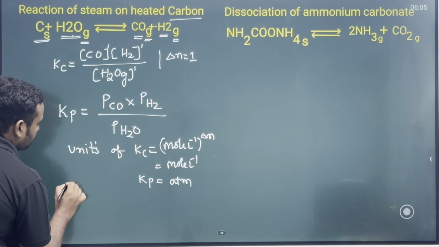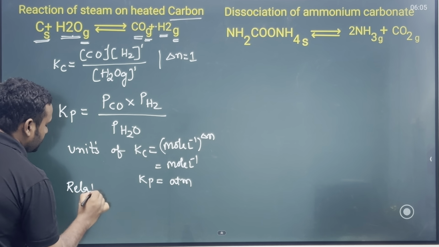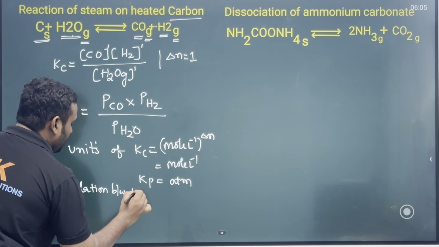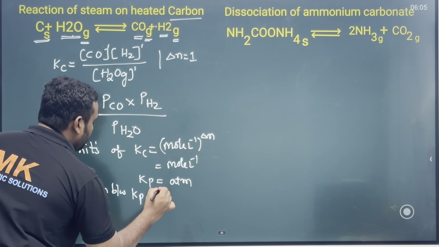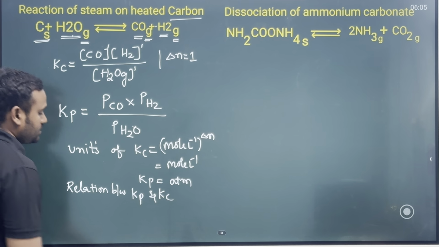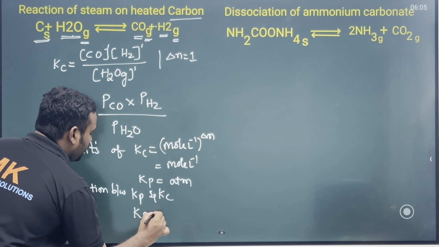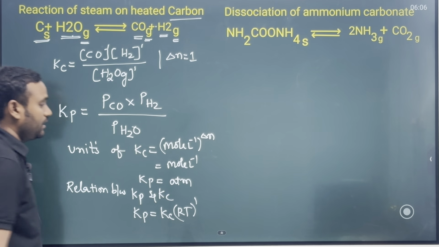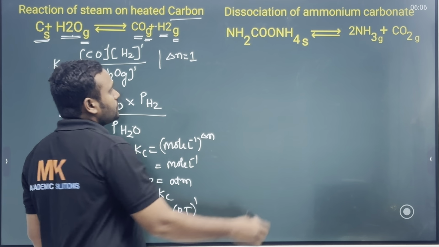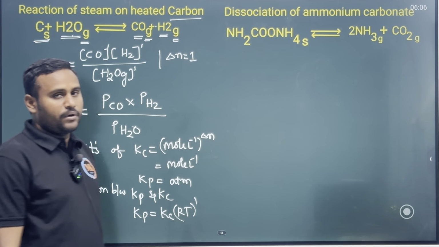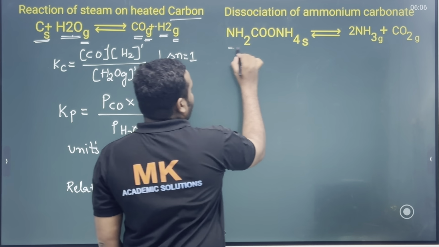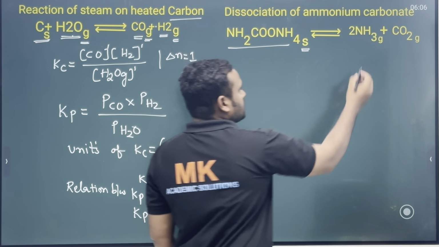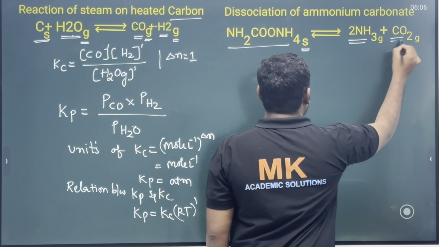Relation between Kp and Kc, that is Kp is equal to Kc into RT to the power 1. Why? Because delta n is equal to 1 here. Next, dissociation of ammonium carbonate. So this is the ammonium carbonate. It is present in the solid state and it gives us ammonia gas and carbon dioxide gas.